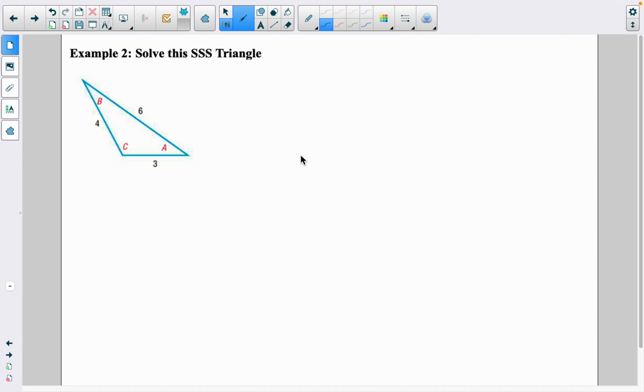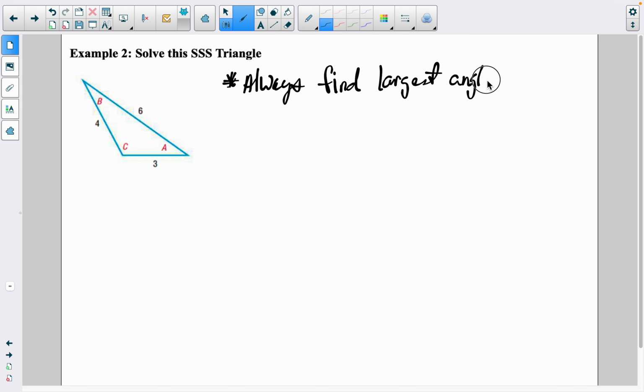Let's do an example where we're given all three lengths of our triangle with none of the angles. And so I just want to stress again, always find the largest angle first. Always, always, always find the largest angle first. If you want, take a minute before I go over why and think about why we want to find the largest angle first.